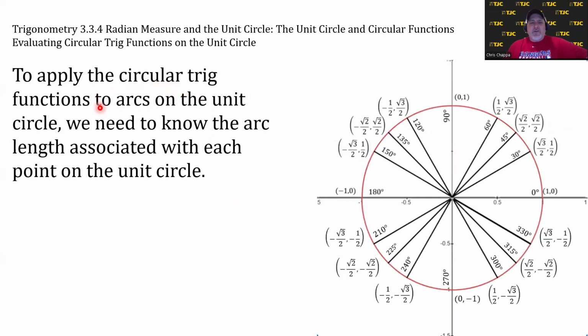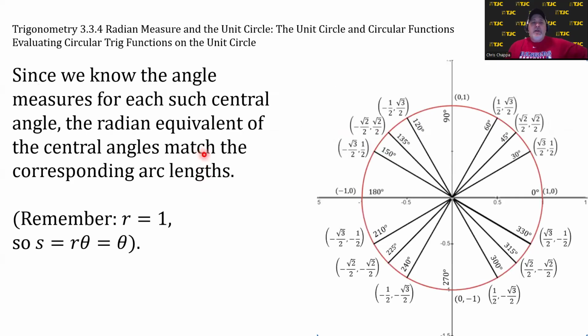To apply the circular trig functions to arcs on the unit circle, we need to know the arc length associated with each point on the unit circle. Now, since we know the angle measures for each such central angle, such as this 30 degrees, the radian equivalent of the central angles match the corresponding arc lengths. Remember, r is equal to 1. So on the unit circle, the arc length s is equal to r times theta. That's the arc length formula. But since r is equal to 1, that's equal to theta. That simply means that the desired arc length is the central angle measure in radians.